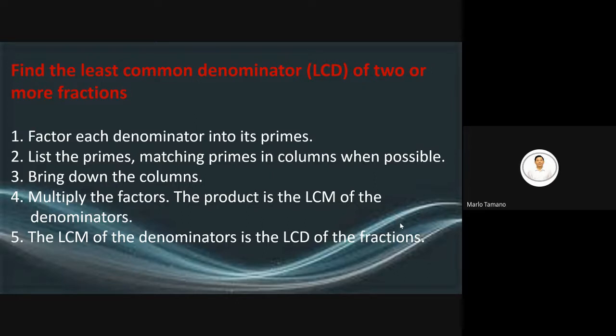Okay, so number 1, factor each denominator into its primes. Number 2, list the primes, matching primes in columns when possible. Number 3, bring down the columns. 4, multiply the factors. The product is the LCM of the denominators. And number 5, the LCM of the denominators is the LCD of the fractions.